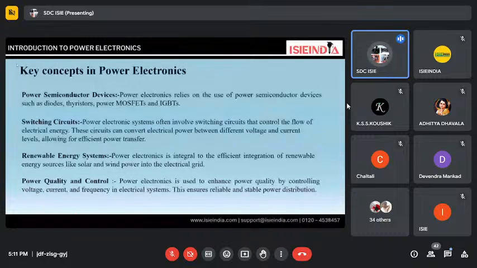We will see the key concepts in power electronics, like the power semiconductor device, which, as I told, works on semiconductor devices. First of all, a semiconductor is a type of material which is neither a full conductor nor a full insulator. It is somewhere in the middle, so it can be energized or act as a conductor under certain conditions or at a certain temperature.